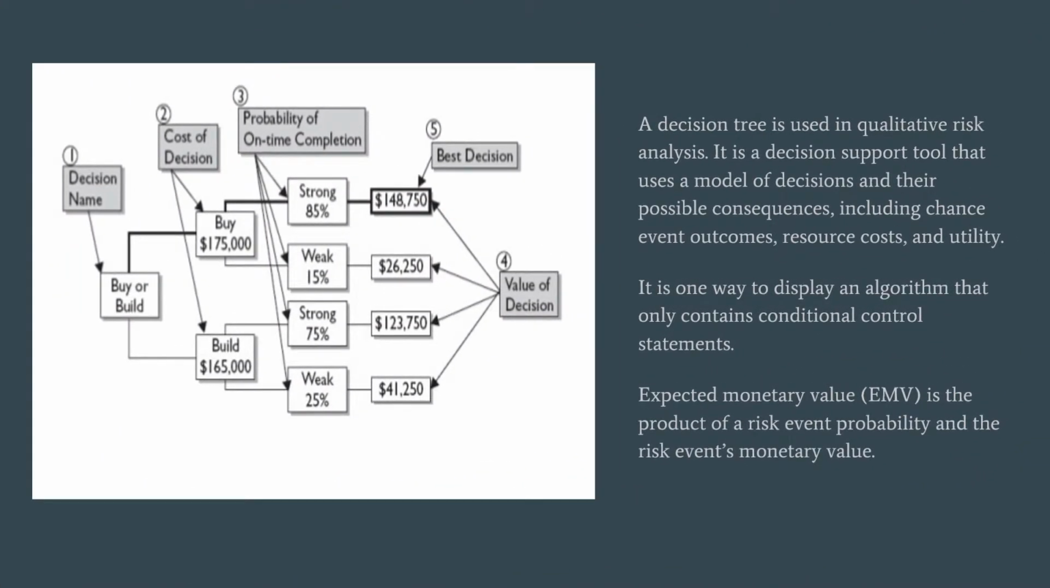A decision tree is used in quantitative risk analysis. It is a decision support tool that uses a model of decisions and their possible consequences, including chance event outcomes, resource costs, and utility. It is one way to display an algorithm that only contains conditional control statements. Expected monetary value is the product of a risk event's probability and the risk event's monetary value.